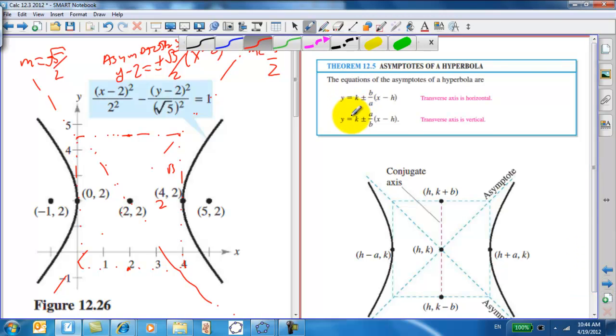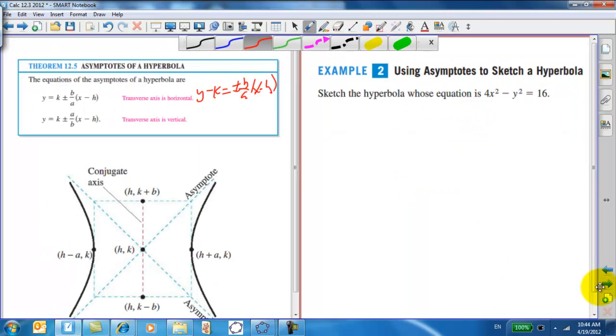Now they give you this formula, which is again based on point slope, right? y minus k equals plus or minus b over a times x minus h. There's your (h, k), the center. And notice it's plus or minus b over a or plus or minus a over b, depending on what type of hyperbola you have, horizontal or vertical. That's hard for me to remember. I mean, you can get it off your formula sheet and so forth. But I'll show you how you can come up with the hyperbola and the asymptotes for this one.